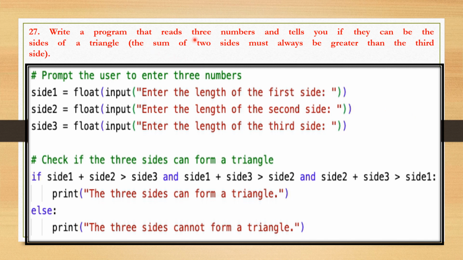The next program is to read 3 numbers and tell if they can be the sides of a triangle. So here prompt the user to enter 3 numbers and check if they can make a triangle. So if side 1 plus side 2 is greater than side 3, and side 1 plus side 3 is greater than side 2, and side 2 plus side 3 is greater than side 1, then say the 3 sides can form a triangle, else they can't form a triangle.